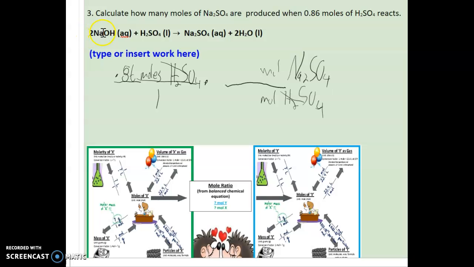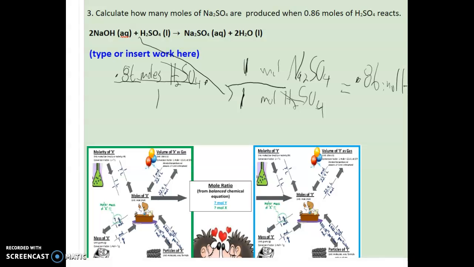All right, so which two am I looking for? I started with this one, no number in front of it, so I'm just going to write a 1. Now let's find Na2SO4. Here it is, also a 1. So my answer is going to be pretty easy. 0.86 times 1 equals 0.86 mole H2SO4. Hopefully that's it on the screen.